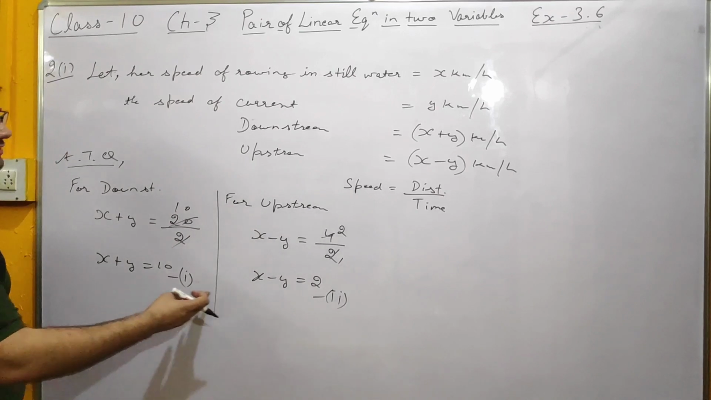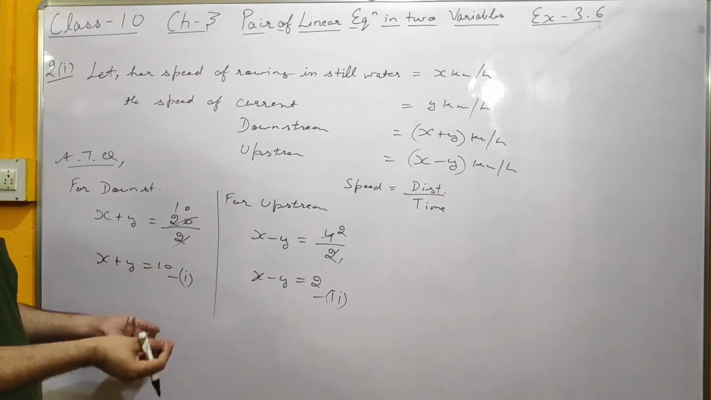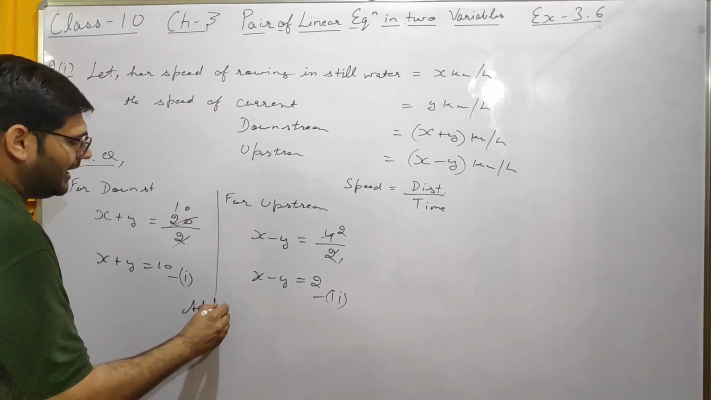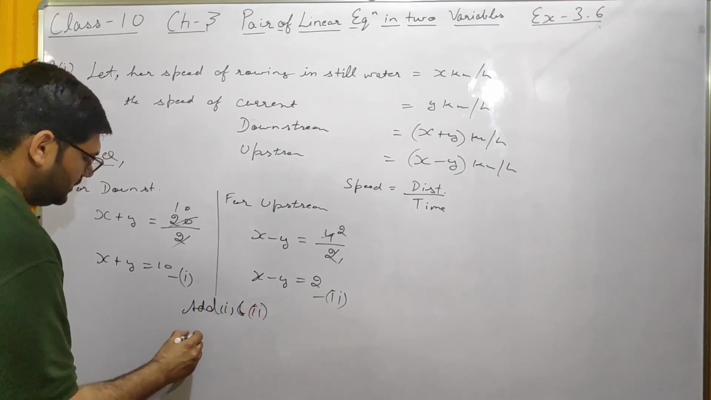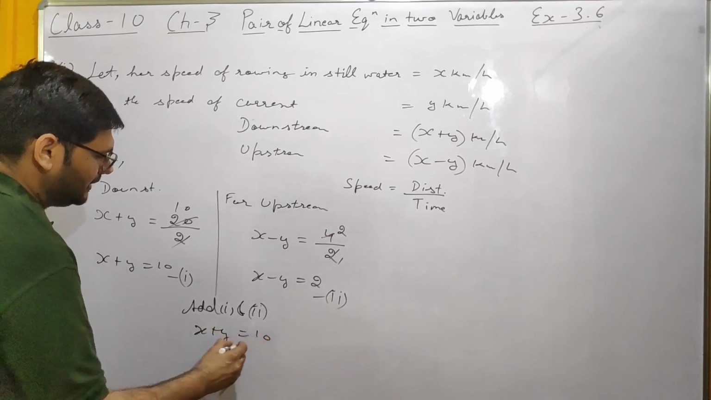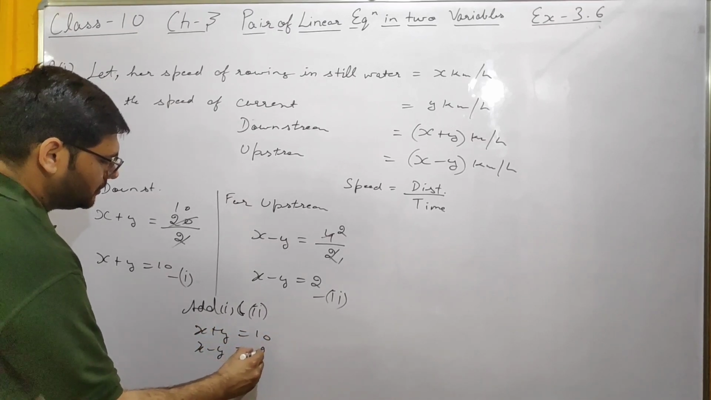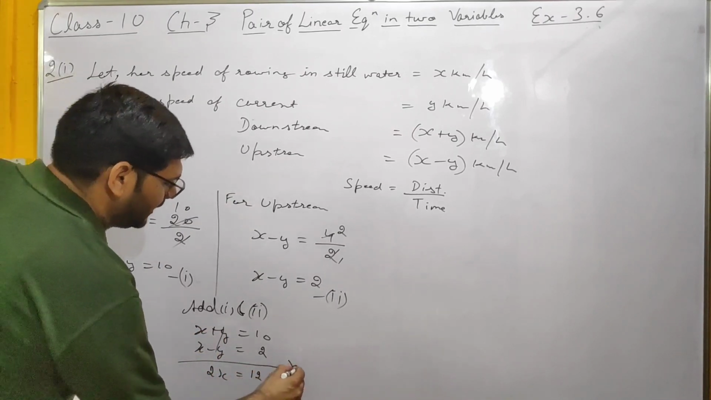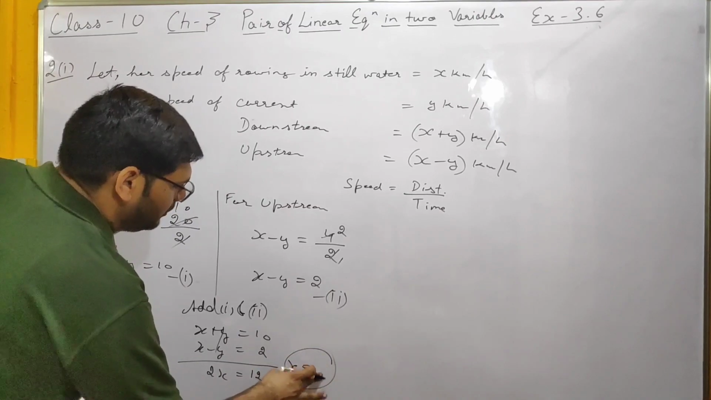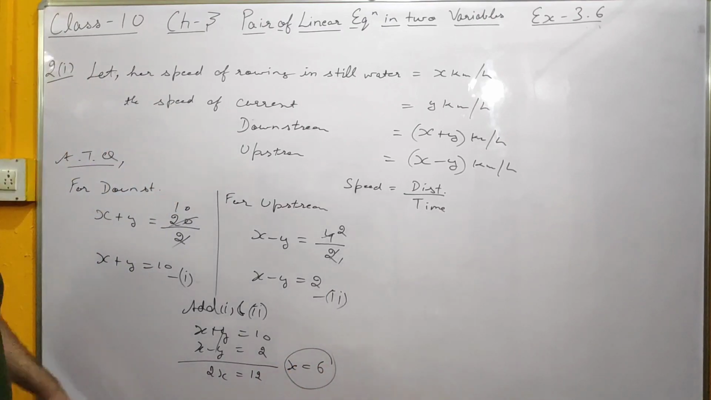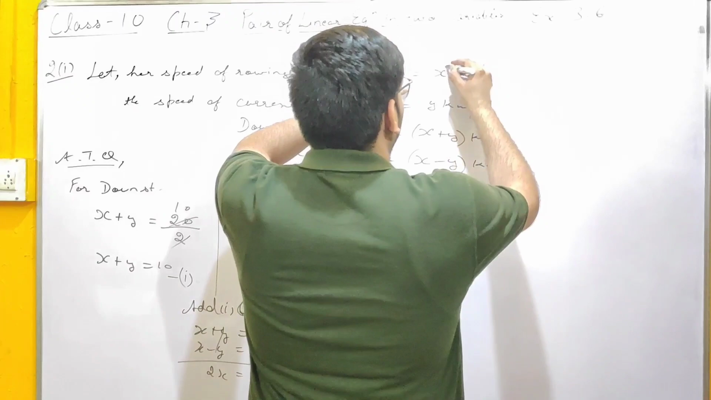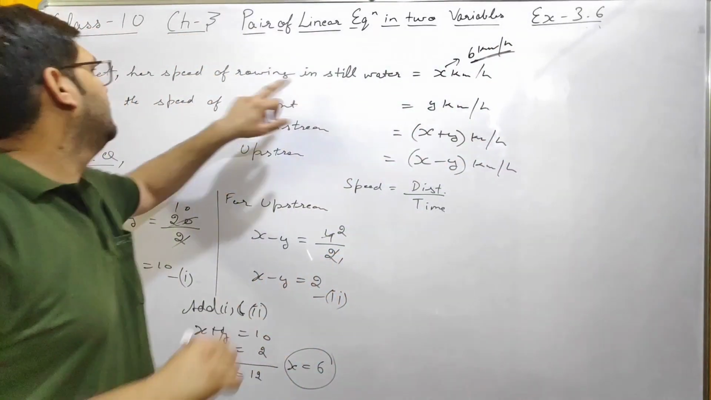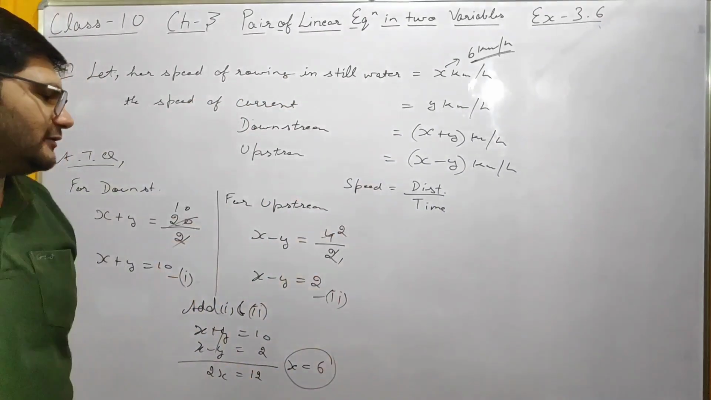See, first equation, second equation, just add them. Use the elimination method, y will be cancelled, and you will find the value of x. See, add 1 and 2. So x plus y equals 10 and x minus y equals 2. After adding, 2x equals 12 and x equals 6. So the value of x is 6. You can say it is 6 kilometers per hour. Her speed in still water is 6 kilometers per hour.